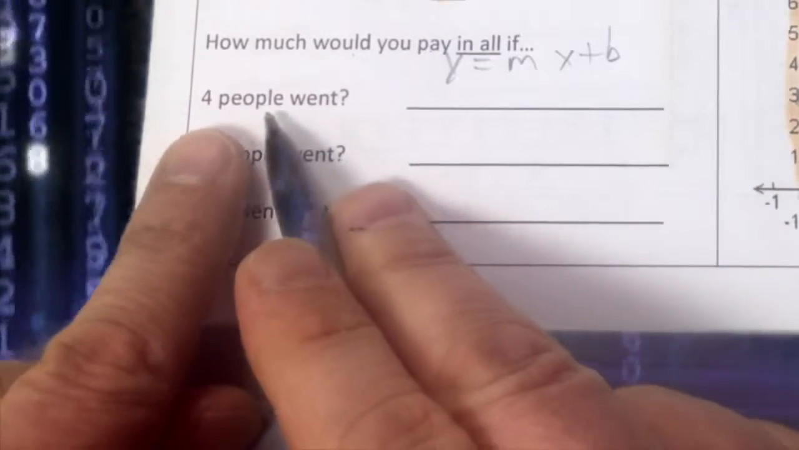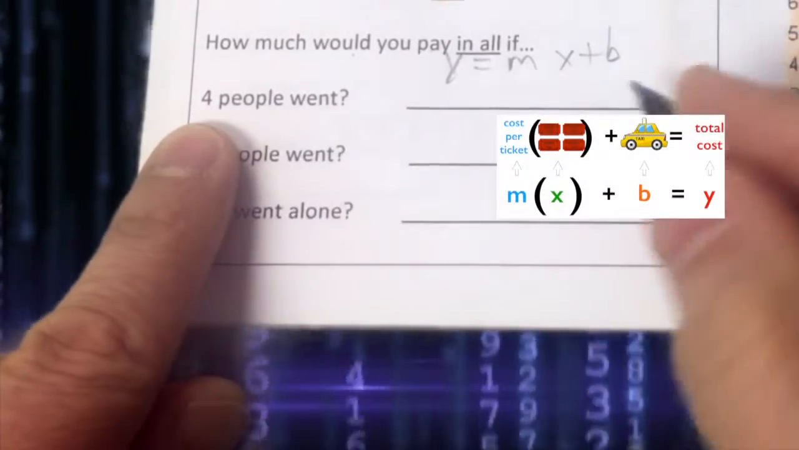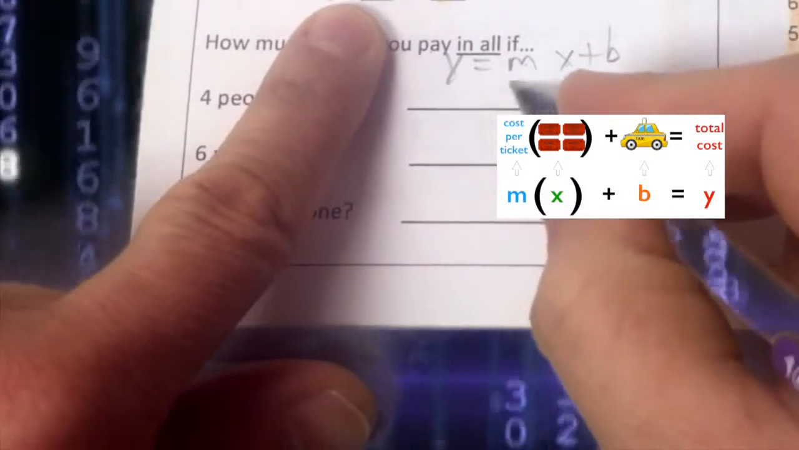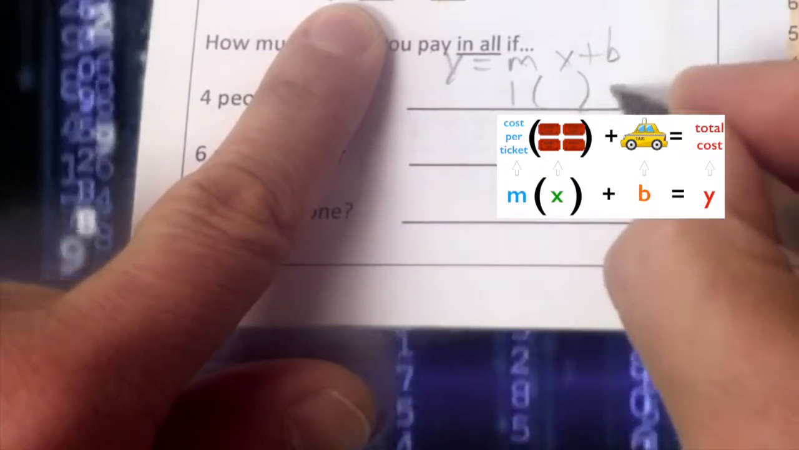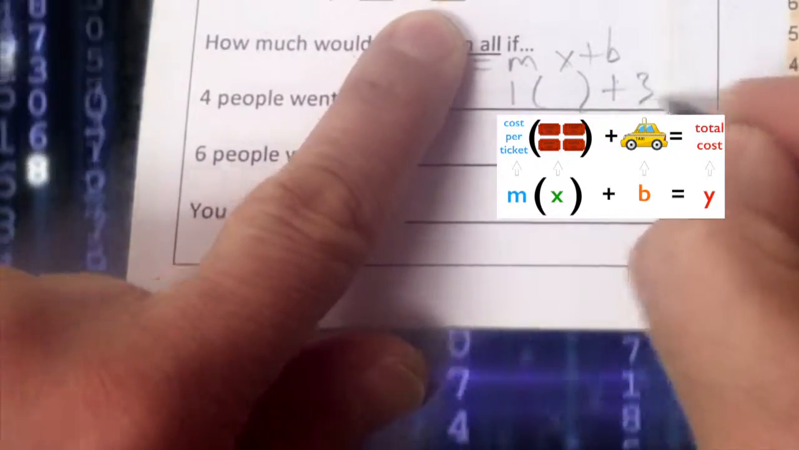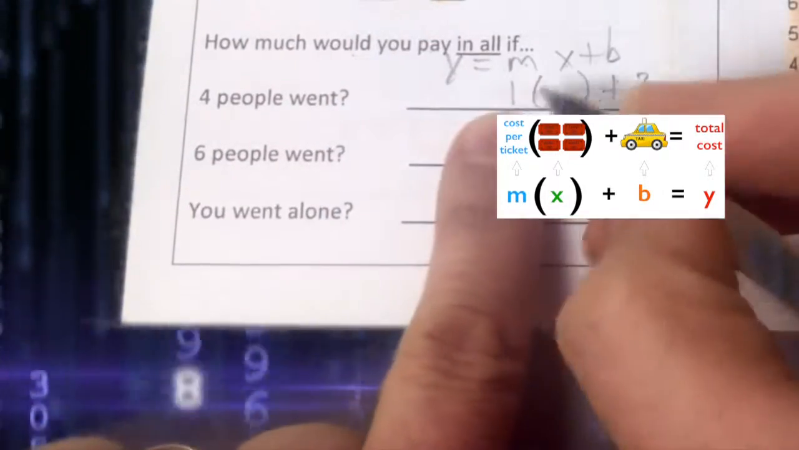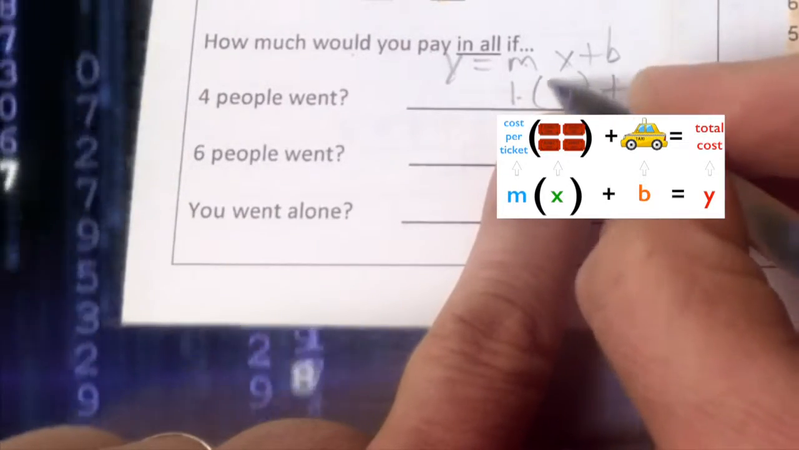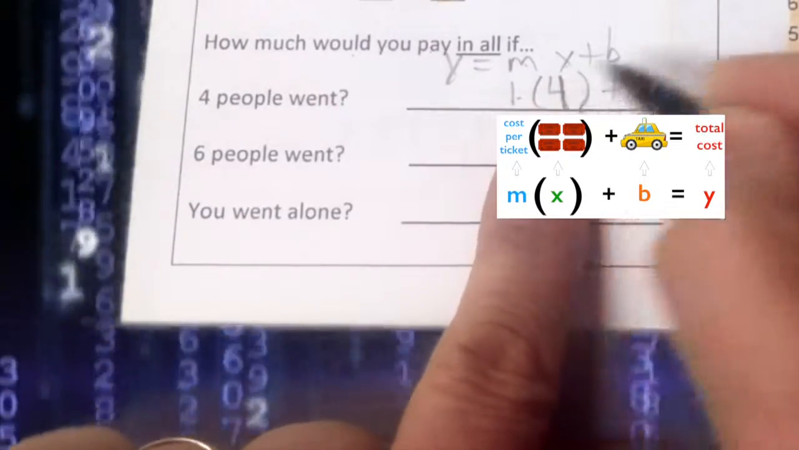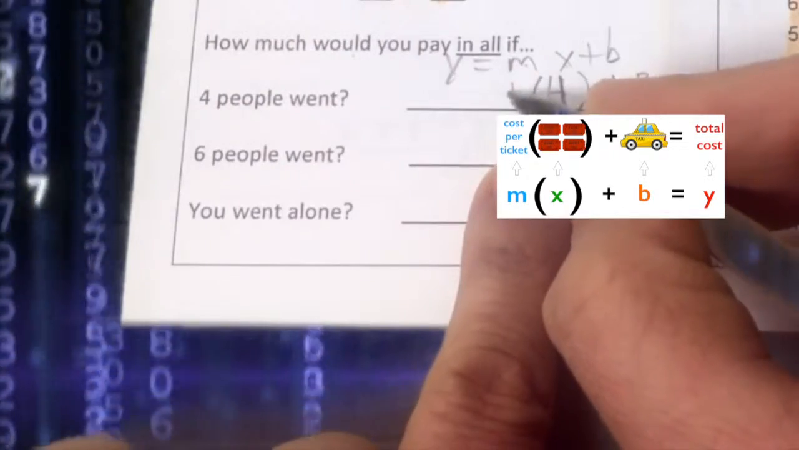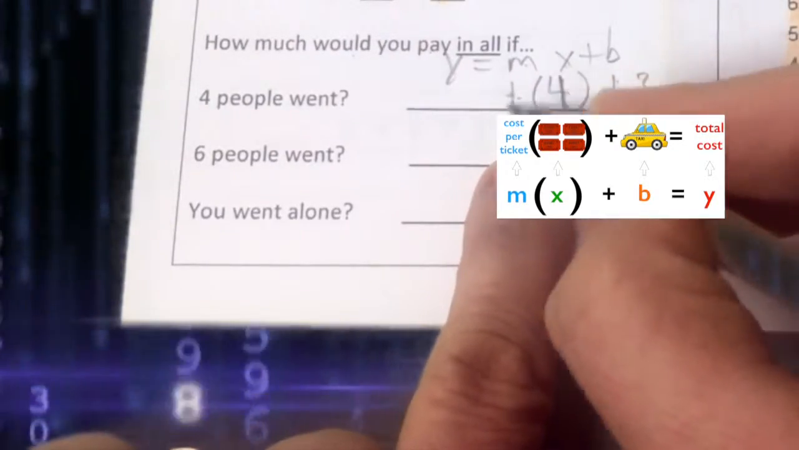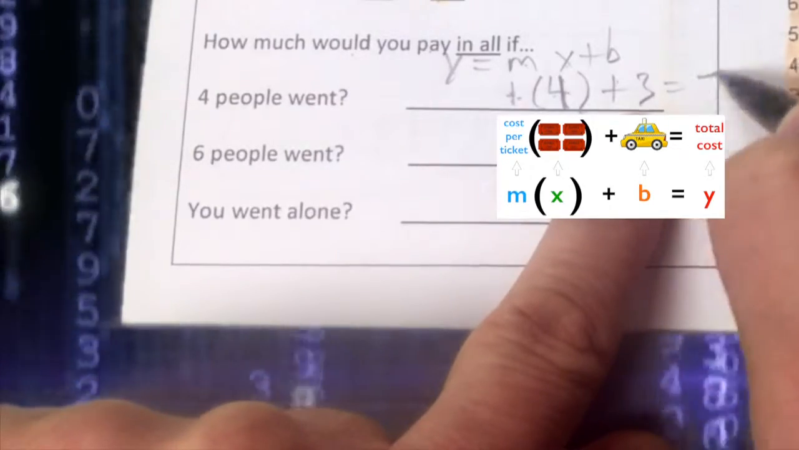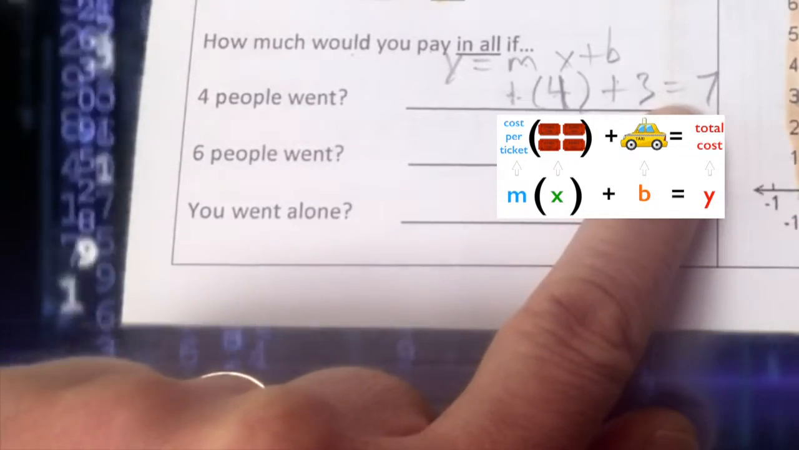What if a total of 4 people went? Well, the m we already said is 1. The b we already said is 3. This is the taxi cost. This is the price of tickets. What if 4 people went? That would be $1 per ticket times 4 people, which is $4, plus 3. That would give us $7.